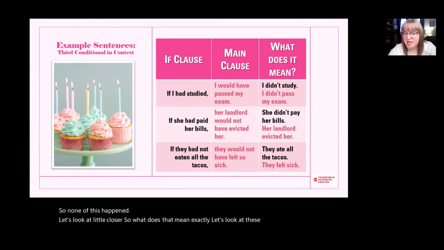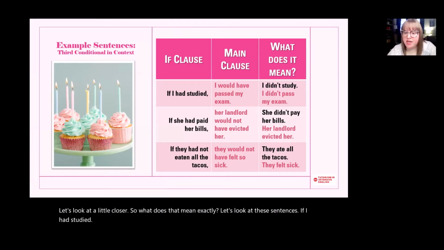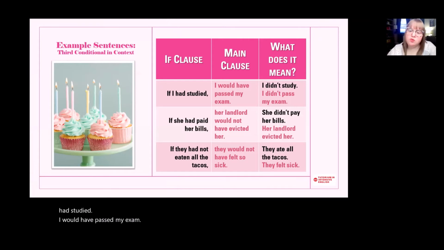If I had studied, I would have passed my exam. This is really saying kind of the opposite of what you see. So if I had studied, that means I didn't study. I would have passed my exam means I didn't pass my exam. I wish I had studied. I wish I had passed my exam, but I didn't. And that's not going to change.